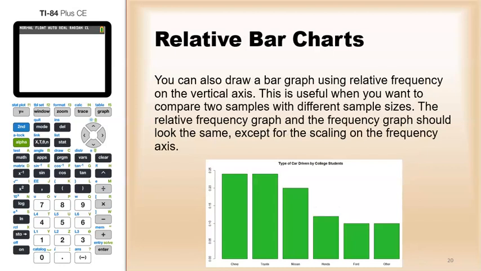You can also create a relative frequency bar chart by, instead of using the counts on the vertical axis, using the proportions. Essentially, if you look at it carefully, you'll notice that it's exactly the same graph. These numbers here on the left, the vertical axis, are the only thing that's different between a relative frequency bar chart and a regular frequency bar chart.